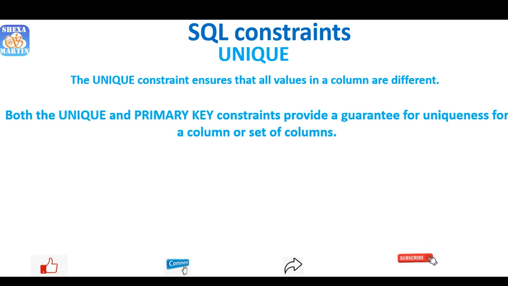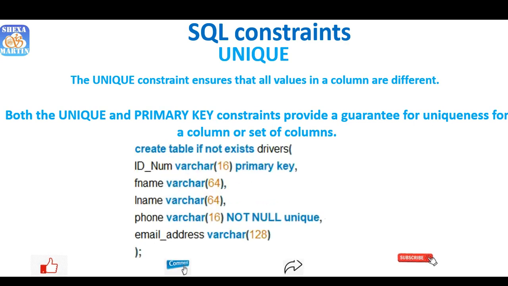Both the unique and primary key constraints provide a guarantee of uniqueness for a column or set of columns. For example, here we have a table called drivers.